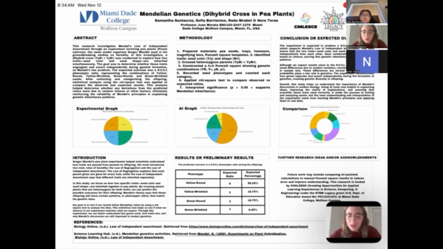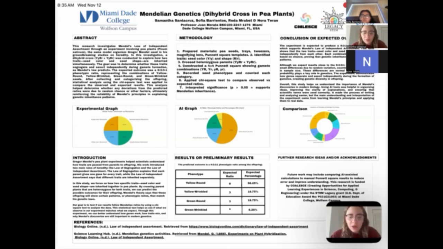This experiment demonstrates how genes separate and assort independently during the formation of gametes, creating genetic diversity in offspring. Overall, this study helped us understand the importance of Mendel's discoveries in modern biology. Using AI tools was helpful in organizing ideas, improving the clarity of explanations, and ensuring that scientific terms were used correctly. It made the process of writing and analyzing easier, but the main understanding and interpretation of the experiment came from learning Mendel's principles and applying them to real data.